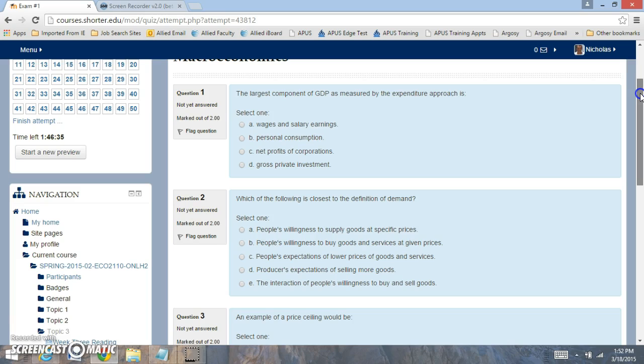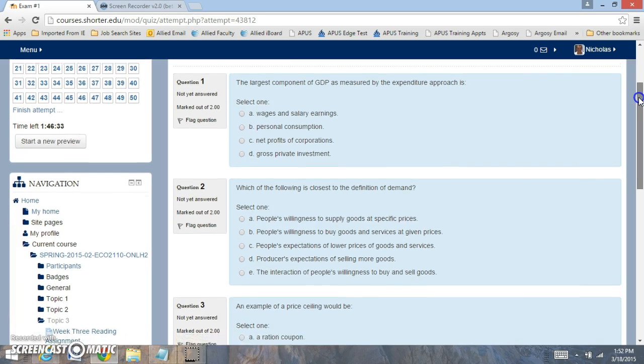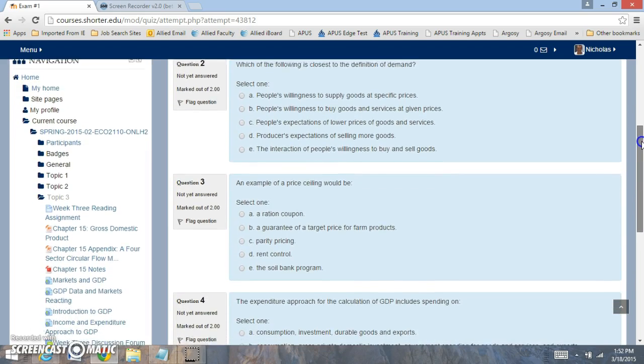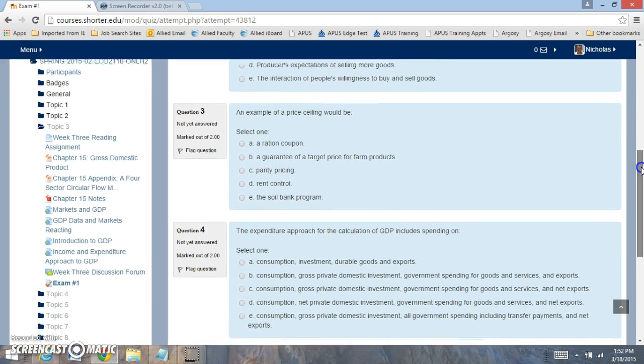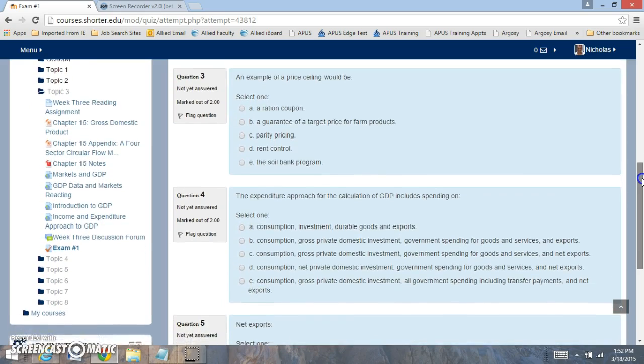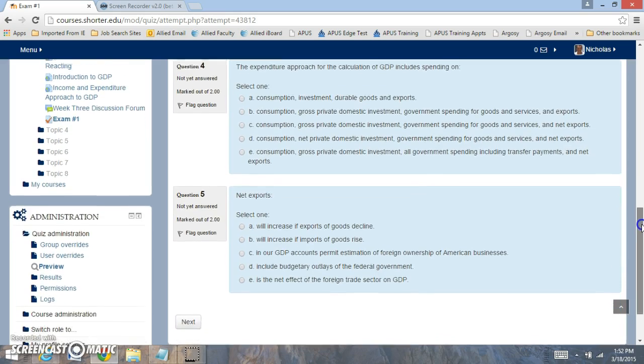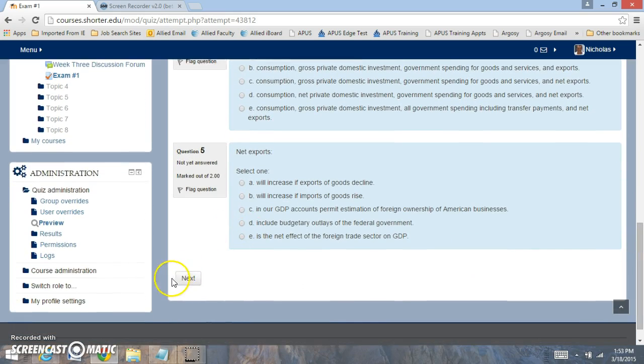So the largest component of GDP, that's going to be consumption. You have a definition of demand. What is price ceiling? Price ceiling is dealing with rent controls. How do we calculate GDP? Net exports, that's exports minus imports.